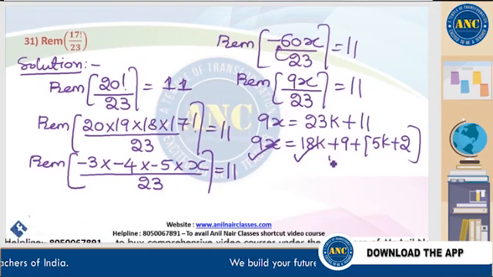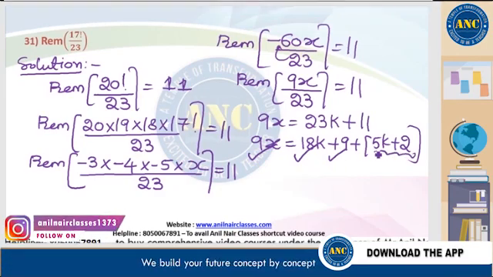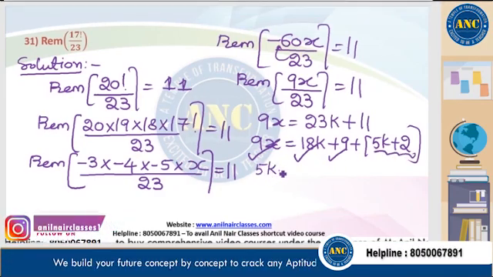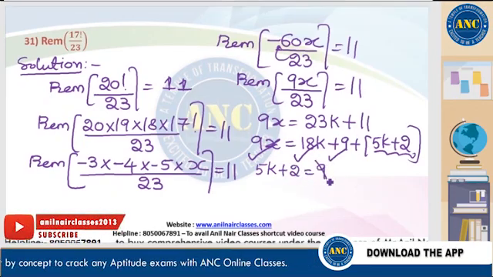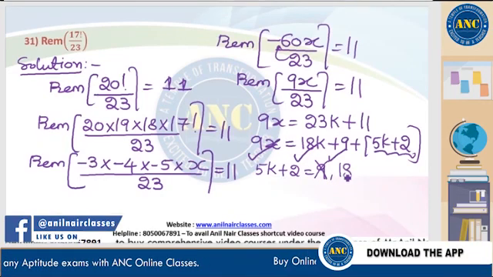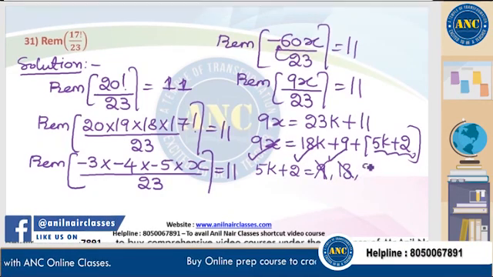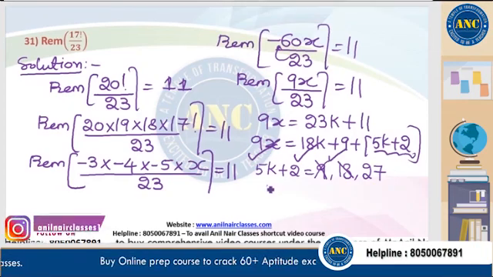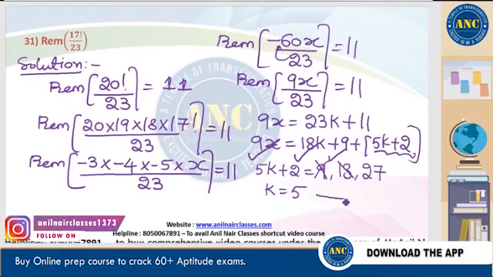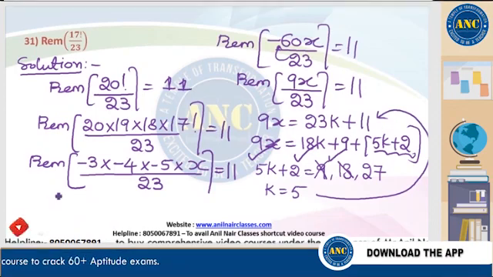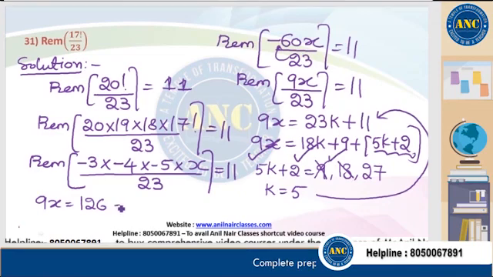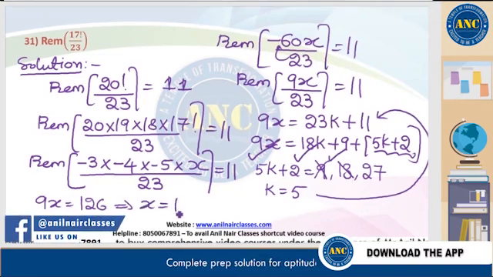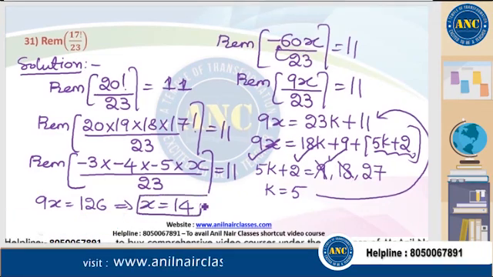Divisible by 9. So 5k plus 2 should be divisible by 9. K should not be a fraction. It cannot be 9 or 18, because then k will be a fraction. 5k plus 2 is 27, so k value is 5. If k is 5, 9x is equivalent to 115 plus 11, which is 126. So x is nothing but 14. Very, very good question. X is nothing but 14. Idea clear?